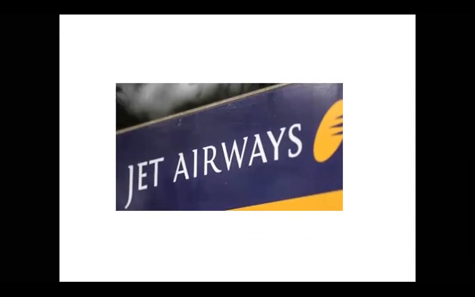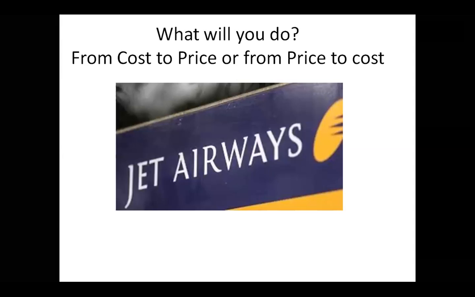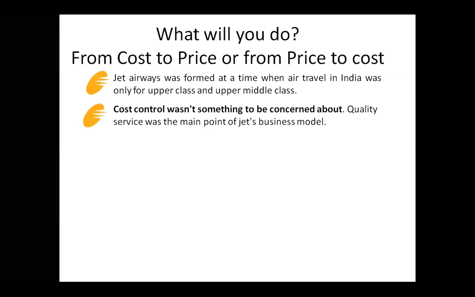Let us do one thing. Let me take you to this Jet Airways case. It is from profit to price. It is from cost to price, or it is from price to cost. You will come to know what happened with Jet Airways. So Jet Airways, when it was formed, the travel was only for upper class and upper middle class. Cost control wasn't something to be concerned about. So the whole business model of Jet Airways was on quality services.